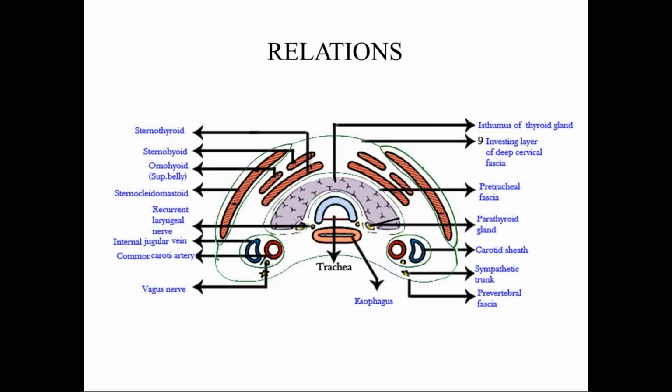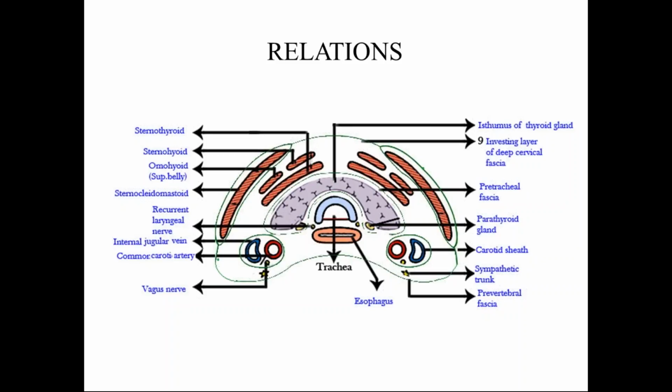Now we'll talk about relationships of the surfaces. Till now I didn't tell what the three surfaces are. This is one lobe. If you are not understanding this picture, please ask. This is a transverse section taken in the neck. So this is one lobe, this is another lobe, and this is the isthmus connecting both the lobes.